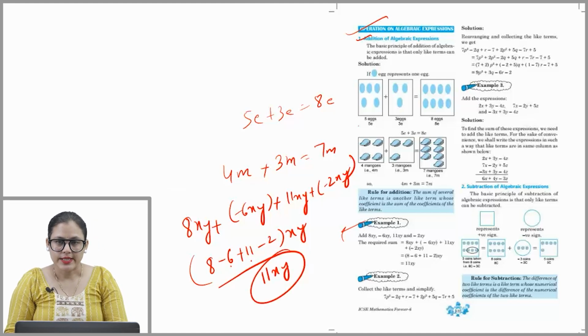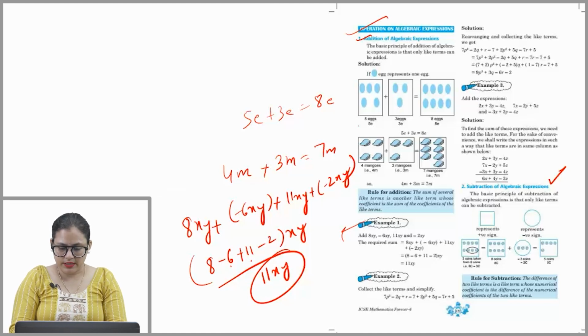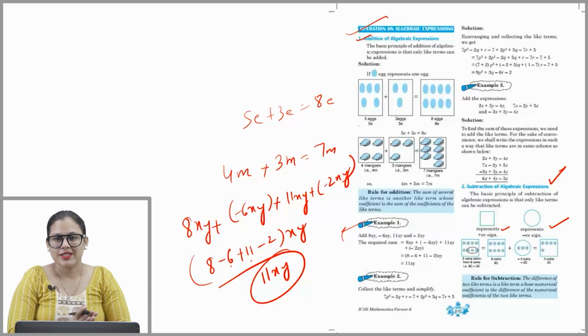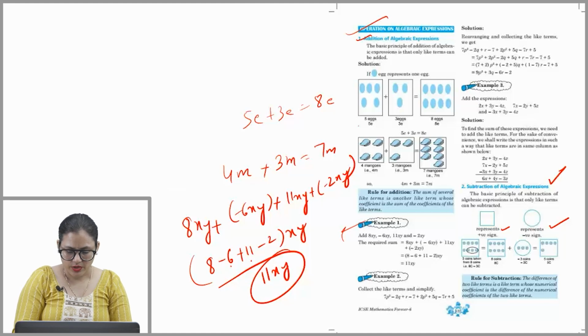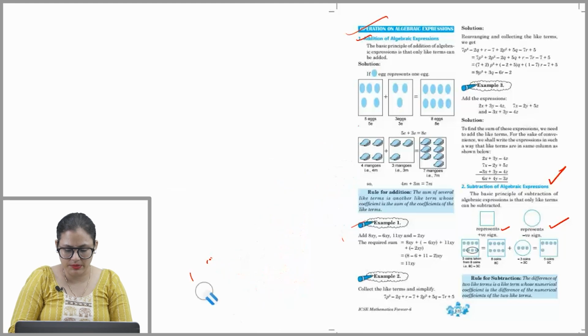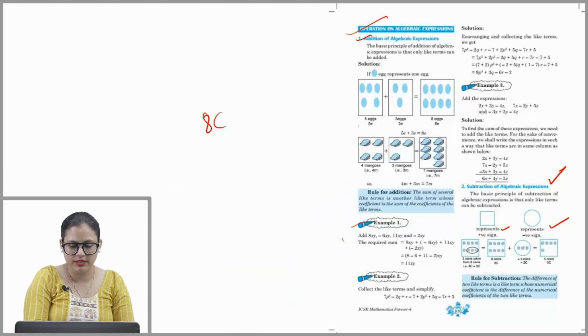Number 2, subtraction of algebraic expressions. The basic principle of subtraction of algebraic expressions is that only like terms can be subtracted. This square represents the positive sign and this circle represents the negative sign. So, 3 coins are taken from 8 coins. That means, how will you write it? You will write it as 8c, that is 8 coins, 8c minus 3c, that is 5c.